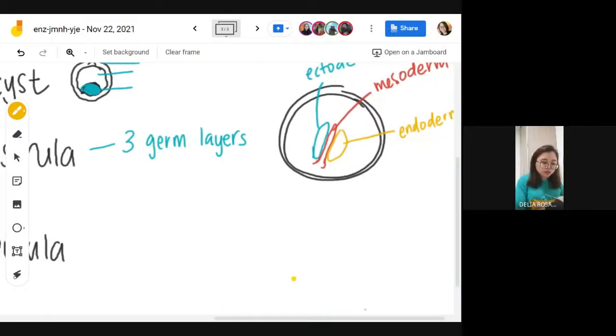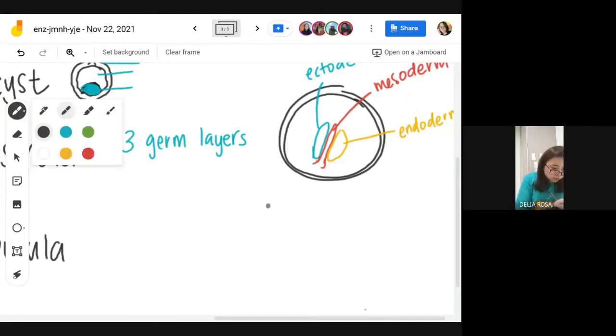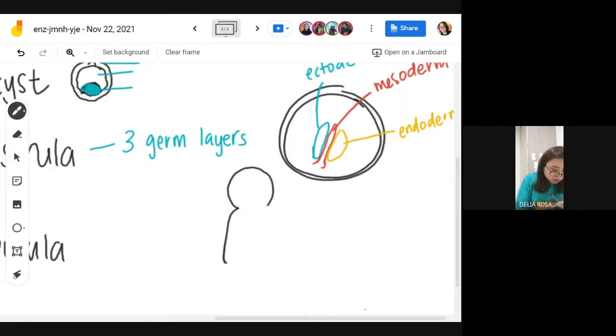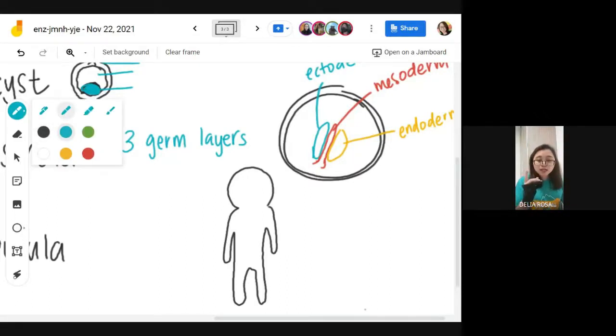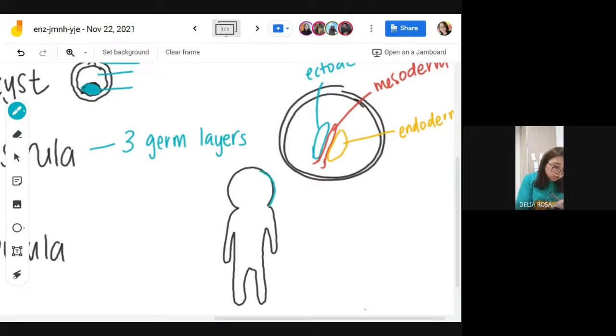So now, during organogenesis, these three layers will form different organs. So if I were to draw a human, so this is a human. If I draw the human like this, the outer layer of the human, which is the skin, all the skin, okay? All the skin is going to be from the ectoderm.